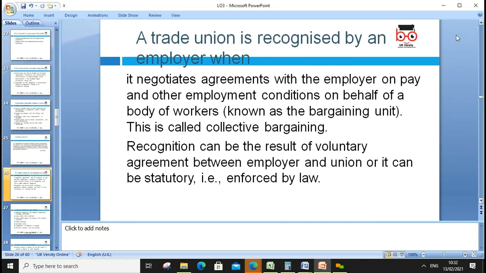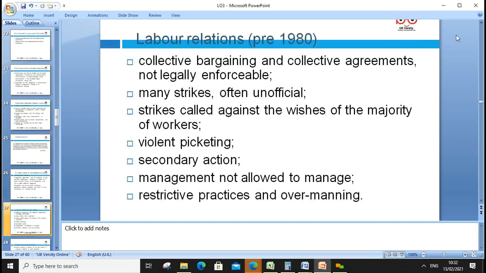Okay, next we're looking at trade unions. A trade union is recognized by an employer when it negotiates agreements with the employer on pay and other employment conditions. You may have heard a trade union can go on strike if the employer doesn't meet them. So that's why it's crucial. And under the laws, employees have the right to join the trade union. Then labor relations pre-1980: contracts, collective bargaining, and collective agreements were not legally enforceable.